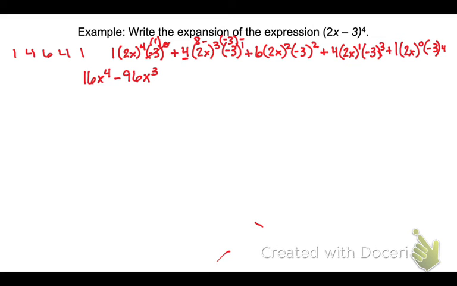Okay, now the next one is all squared, so it's going to be positive, isn't it? So plus, I'm safe there. 2 squared is 4. And negative 3 squared is 9. 4 times 9 is 36, times 6 is 216. Yep, it is 216. So 216x squared.